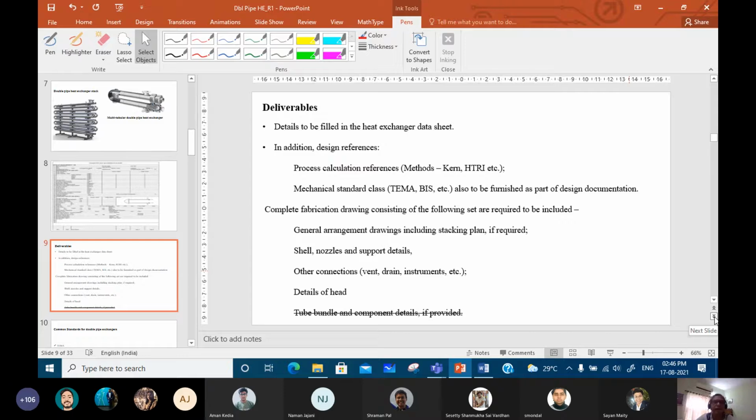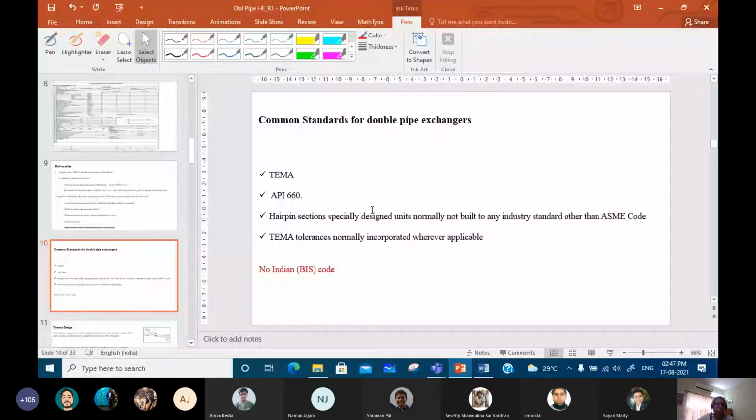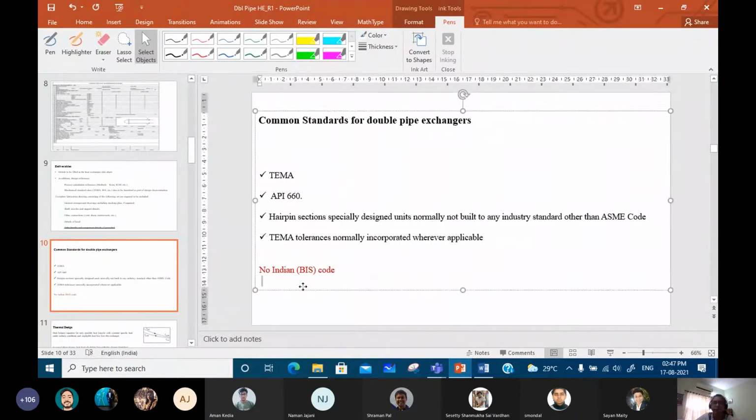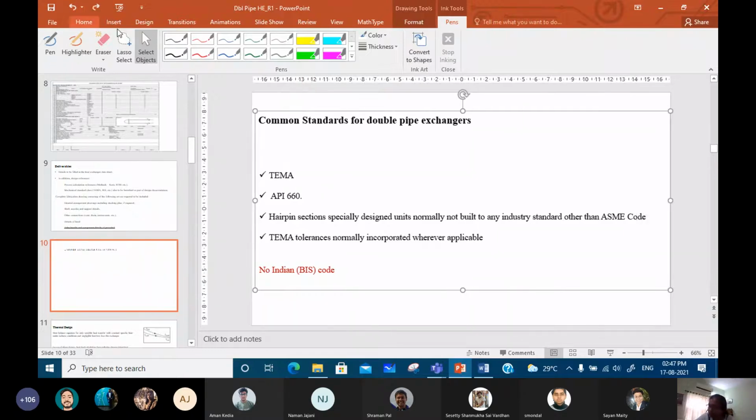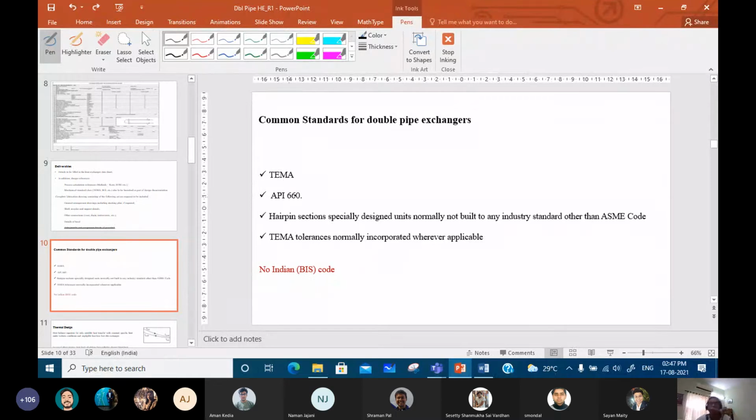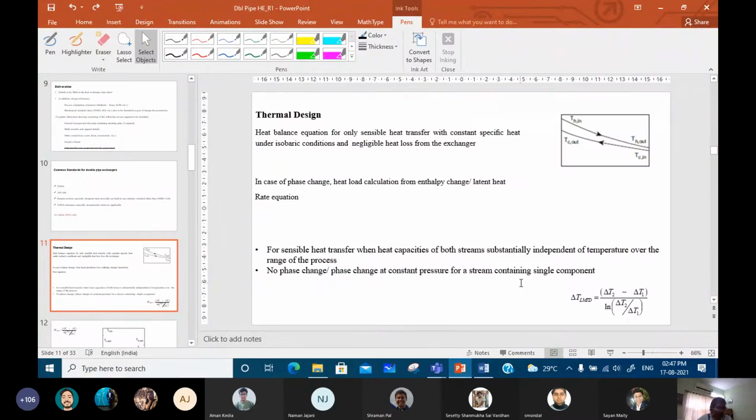Right? The common standards: definitely you need to know there is no Indian standard, no BIS code for this, but you can always refer to TEMA, API, etc., and you can use these and go ahead. Well, now coming to the design part. The design part, more or less, you already know, so there is not much for me to go ahead with.